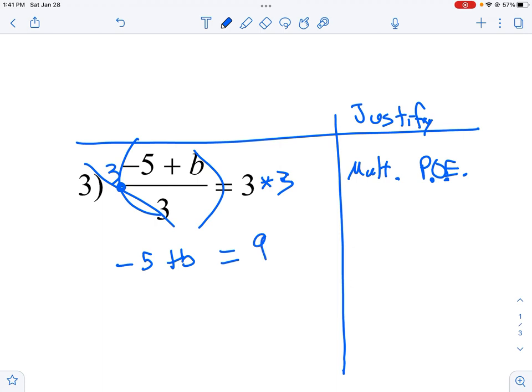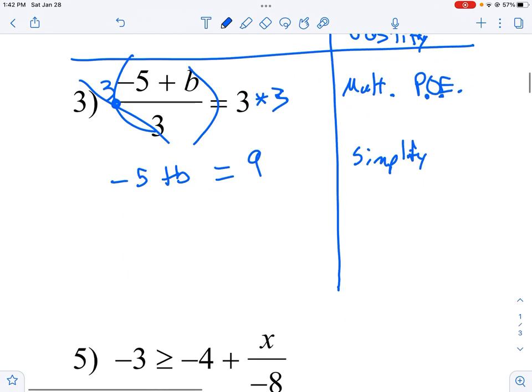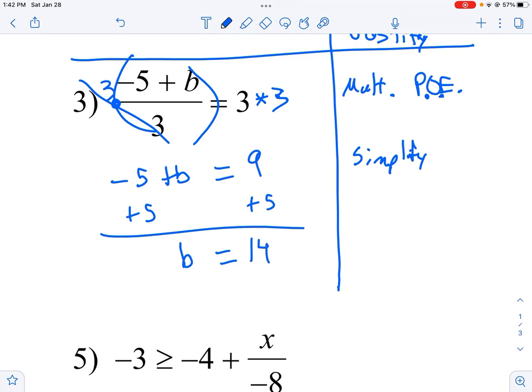Well, that process where we actually compute the things is called simplifying. So I'm going to put that. And now we got to get rid of this subtract 5. What's the opposite of subtract? Hopefully realize it's 5. So we're going to add 5, and you add that to both sides. That's going to give me b, and on the right side, we got 14.